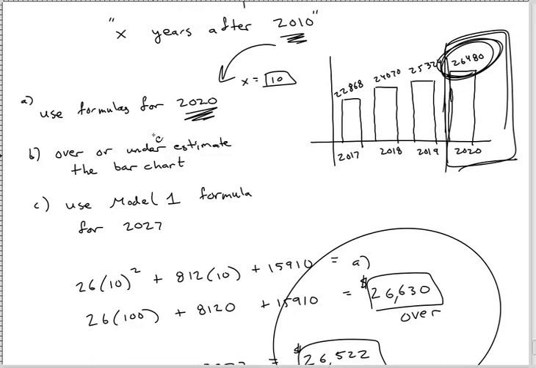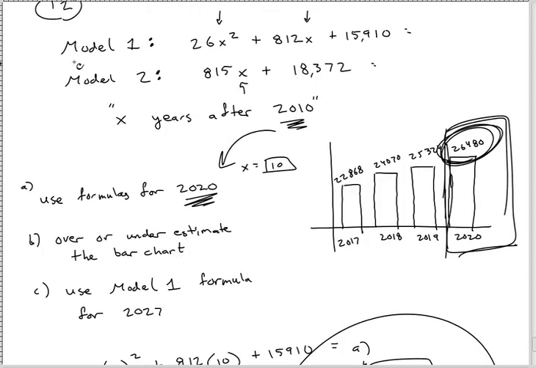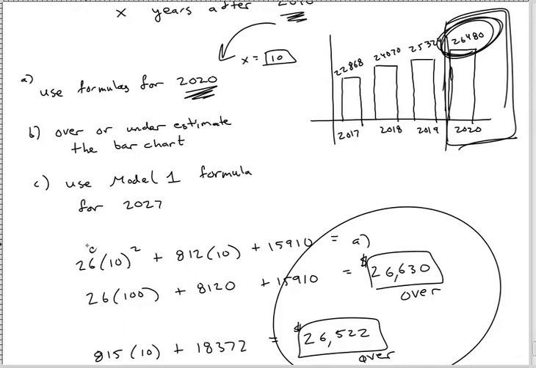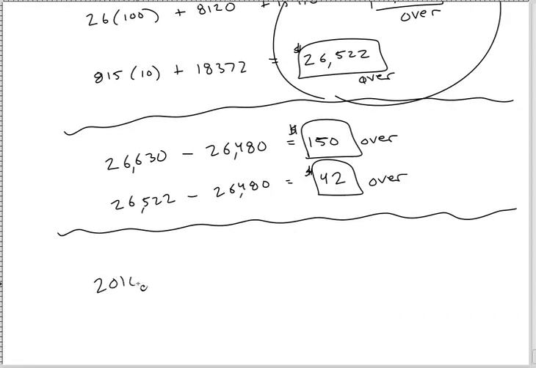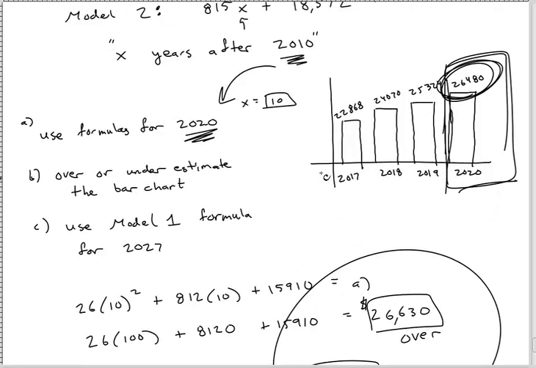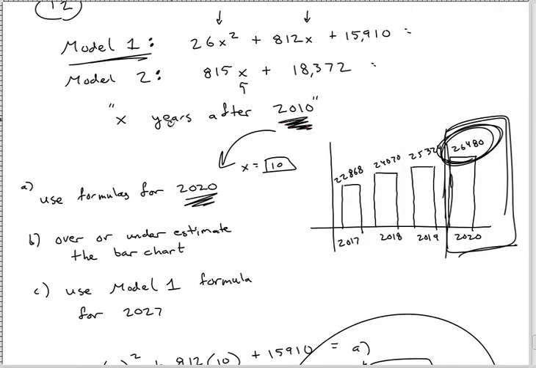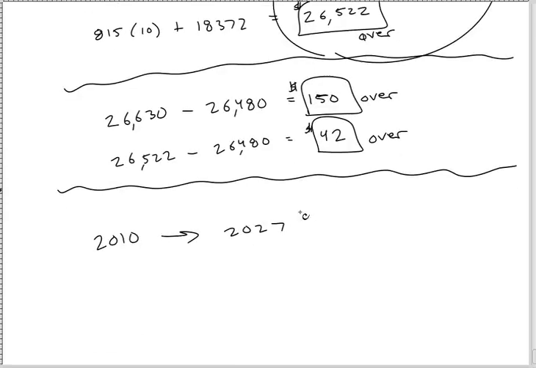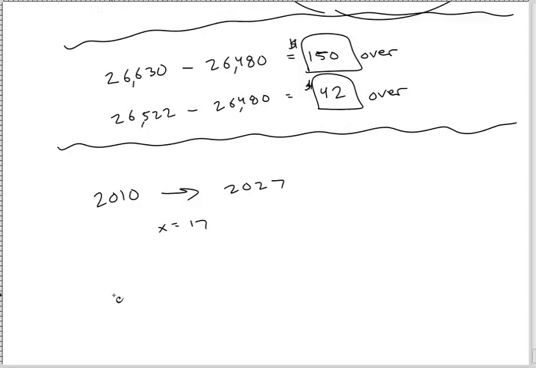Part C now says use Model 1 formula, this guy right here, and for 2027. Remember that we started in 2010, and then now they're wanting 2027. Again, 2010 is where we're starting. X is years after 2010. We're going to 2027. How many years? What's my X? 17. And so now I'm just going to plug that into my formula, my Model 1 formula.